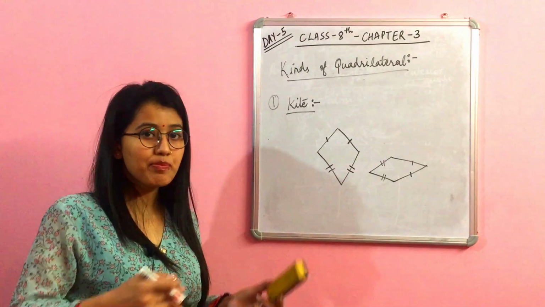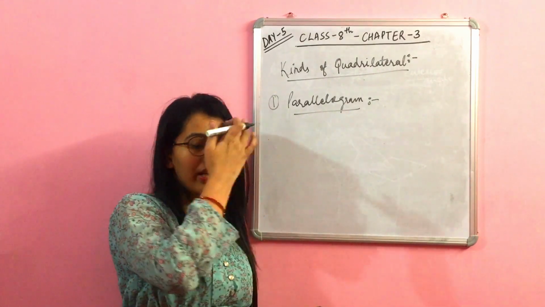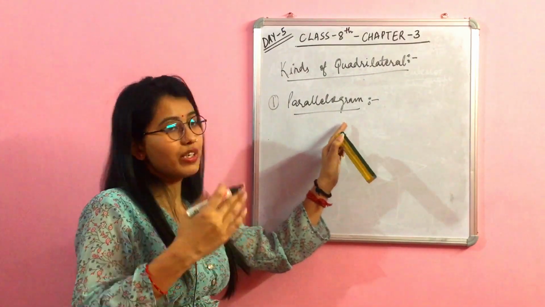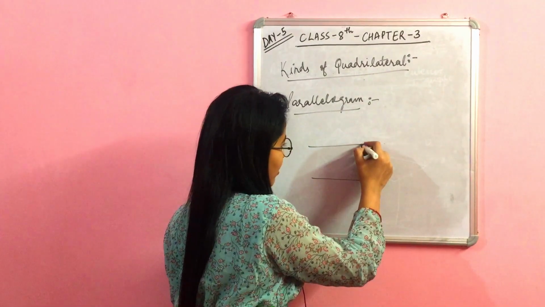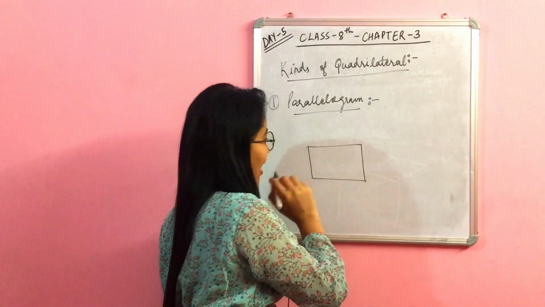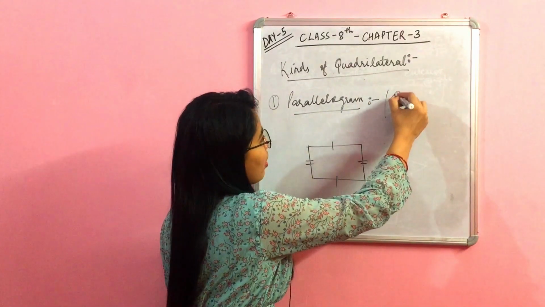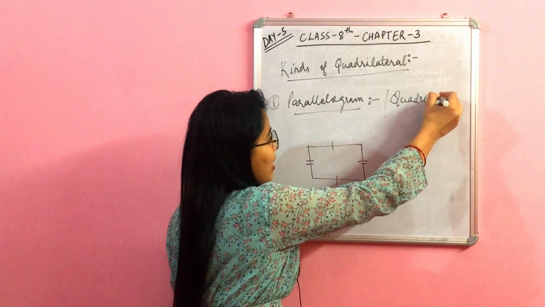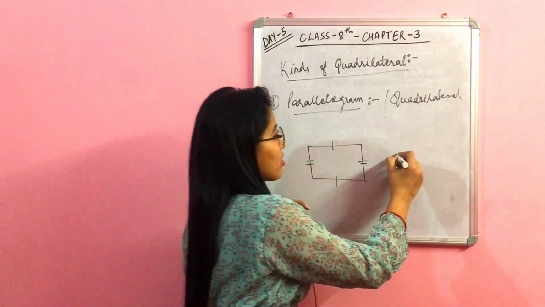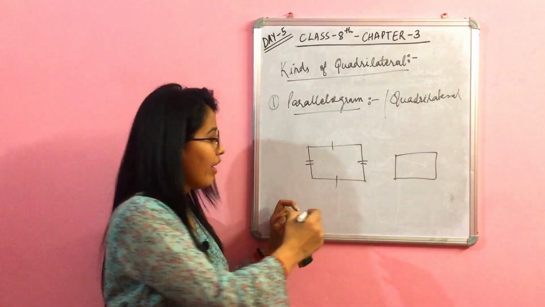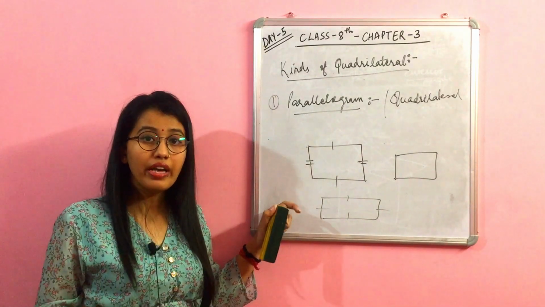Next type is parallelogram. You can easily understand from the name, parallel, right? So it is related to parallel lines. If a figure has two pairs of parallel lines, then we call it a parallelogram. This is parallel to this and this is parallel to this. A parallelogram is also a quadrilateral. A square is a parallelogram, right? A rectangle is also a parallelogram because opposite sides are parallel to each other.